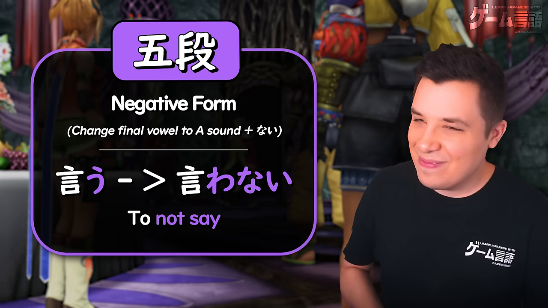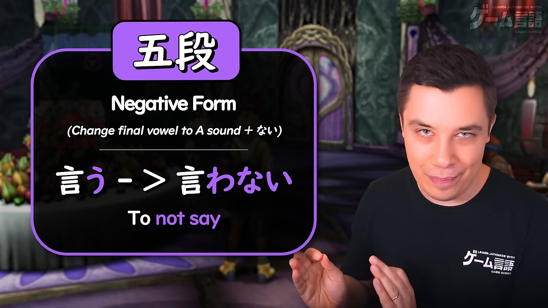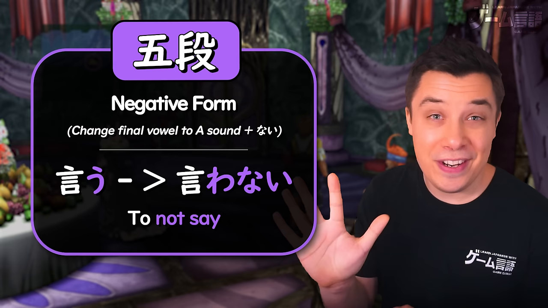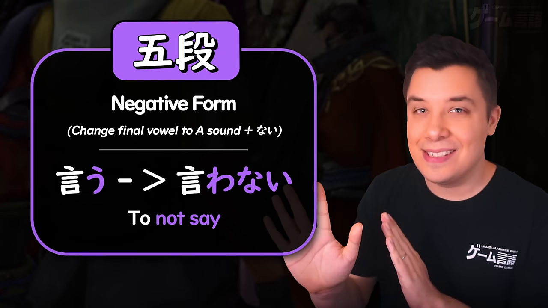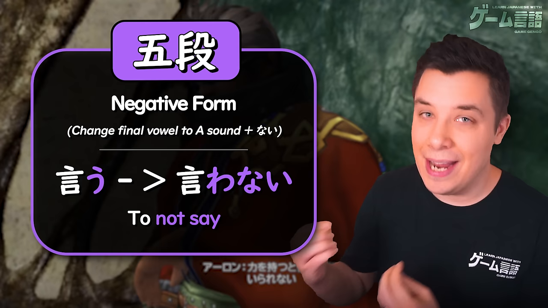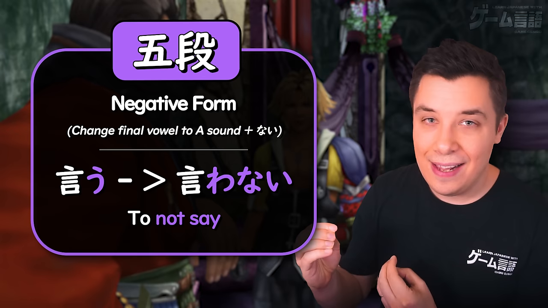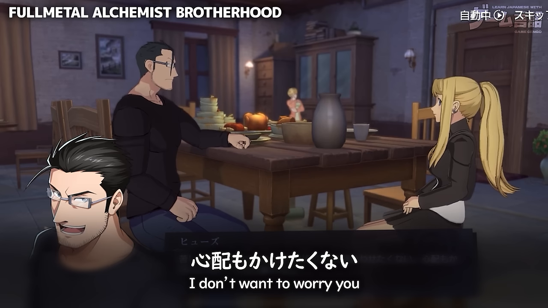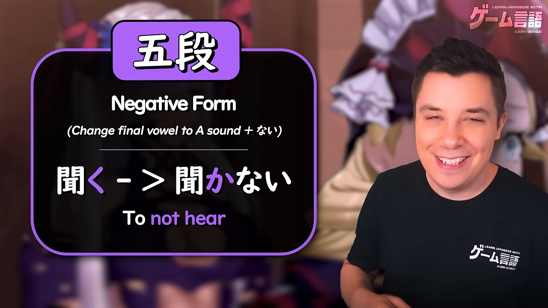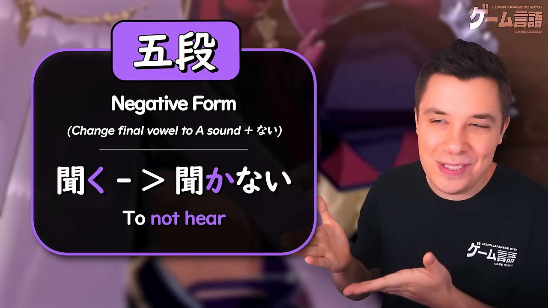Now we have the negative form for godan verbs. If you remember, to turn godan verbs into the nai form, all you need to do is have it end with an a sound before nai. So, iu, to say, would turn into iwanai. Iu, iwanai. So the u turns into wa and then nai. Iwanai, to not say. So we can see it has that a sound, so it's a godan verb.